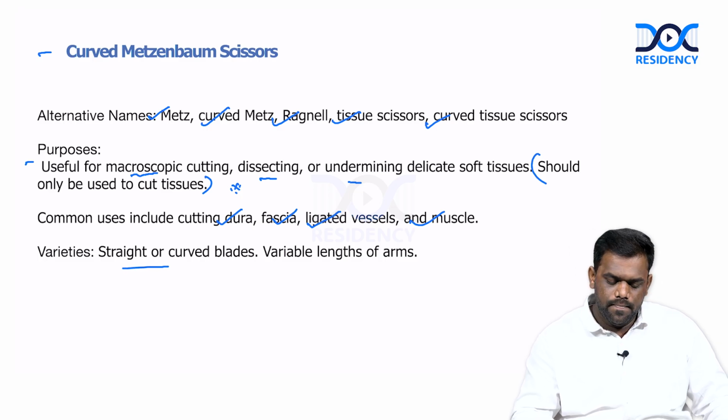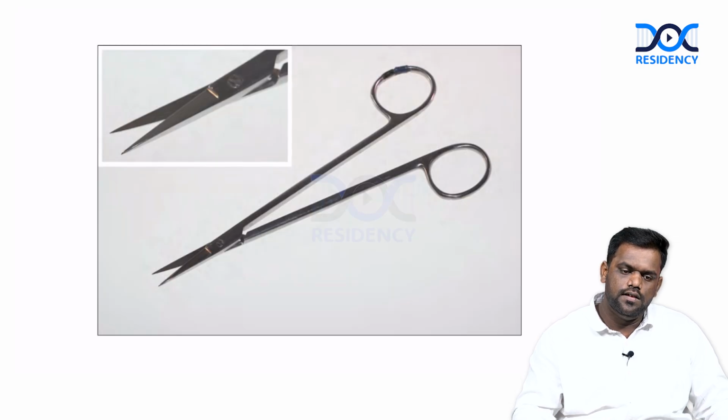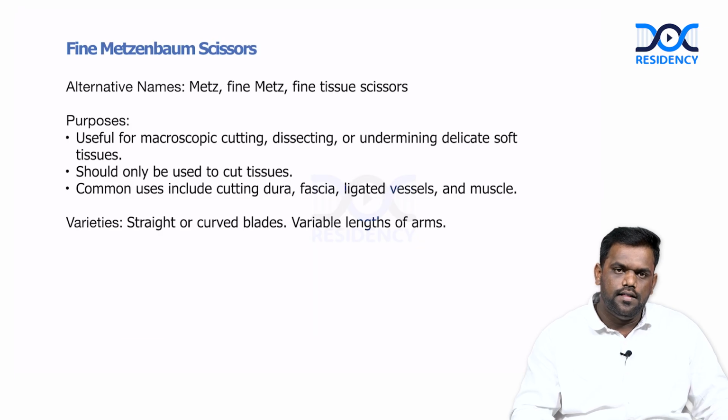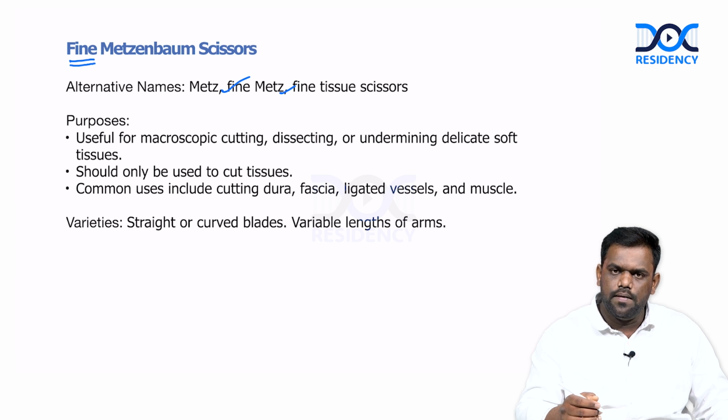These were curved Metzenbaum scissors. Next, identify the scissor. It is a fine Metzenbaum scissor. It is otherwise called Metz, fine Metz, and fine tissue scissor. All of the purposes are similar to those of the curved scissor.